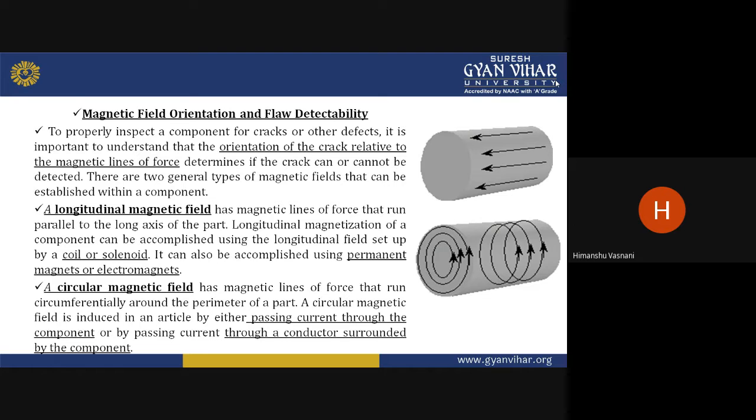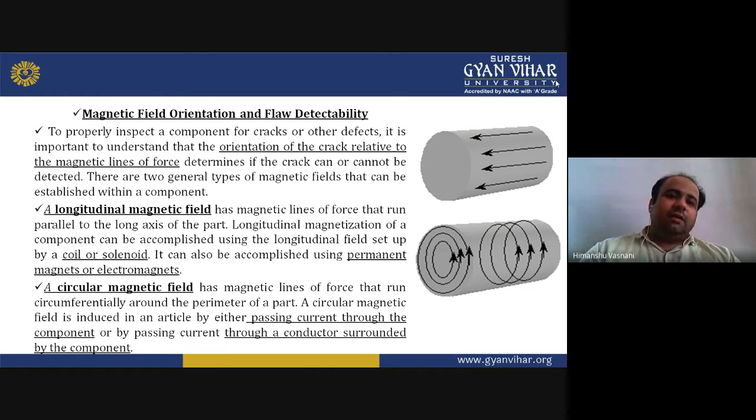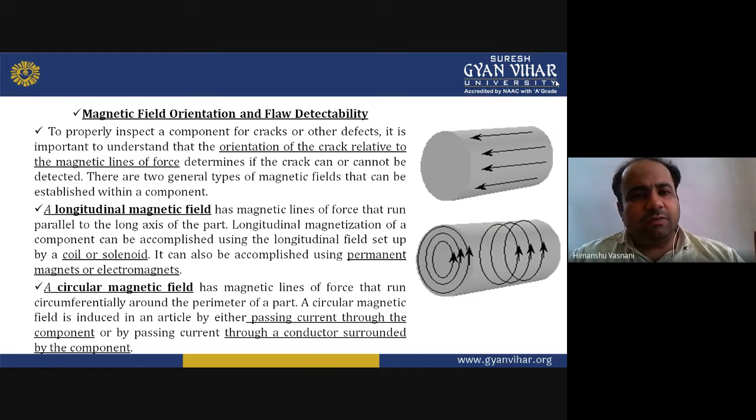Now we are studying the topic magnetic field orientation and flaw detectability. You can see in the diagram, there are two diagrams showing the longitudinal magnetic field and the circular magnetic field. So let's discuss this topic. To properly inspect a component for cracks or other defects, it is important to understand that the orientation of the crack relative to the magnetic lines of force determines if the crack can or cannot be detected.